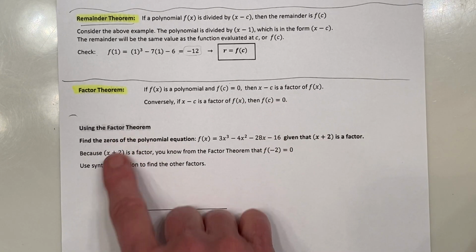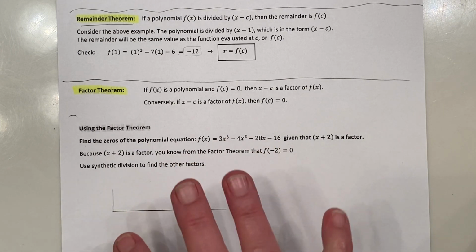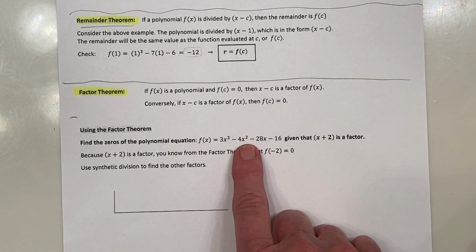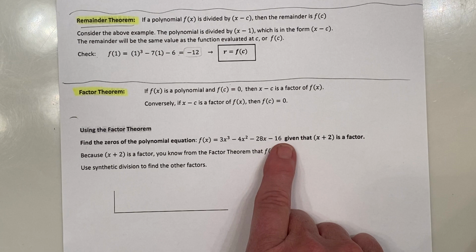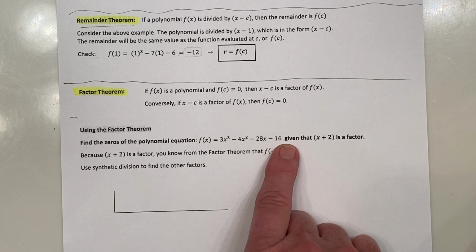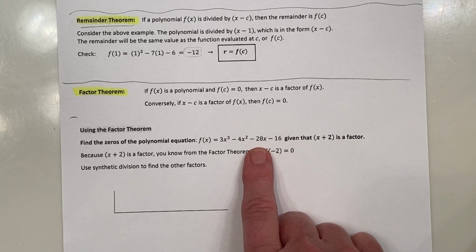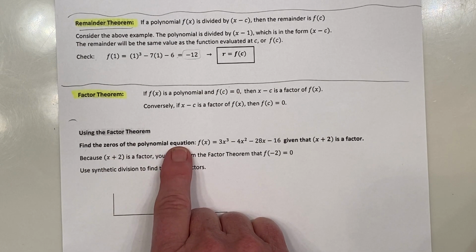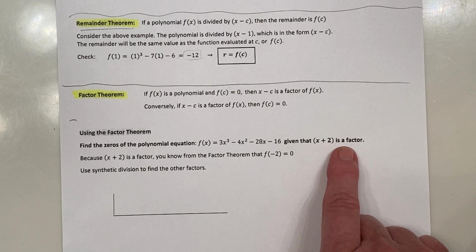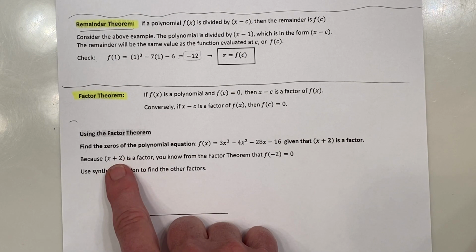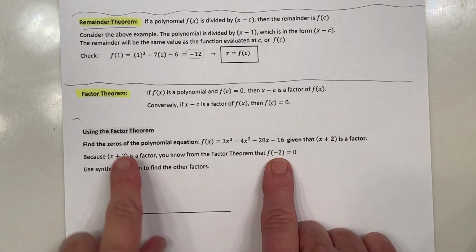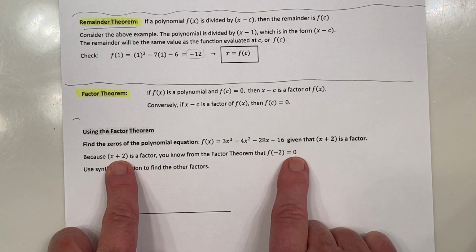All right, let's use the factor theorem. So here's our question. Let's see if we can kind of read through this and see if it directs us what to do. All right, using the factor theorem, find the zeros of this polynomial equation. So we've found zeros before by letting y be 0 and factoring or using quadratic formula. We've found zeros multiple ways before. But it says find the zeros of this polynomial equation, not by factoring, but given that x plus 2 is a factor. It says because x plus 2 is a factor, you know from the factor theorem that the opposite, the 0, -2, gives us a remainder of 0.